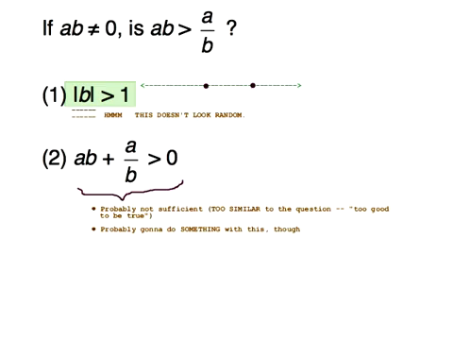But this statement means that you could either be over, I should make those hollow circles, not closed circles, because you actually can't have those values. So absolute value of B greater than 1 means that you could be more than 1, or you could be on this side of negative 1.